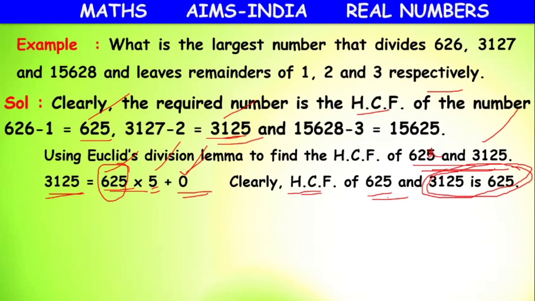Okay. So indirectly, in the first step only, we have got the HCF. So there is no need to continue the lemma. One step is enough.